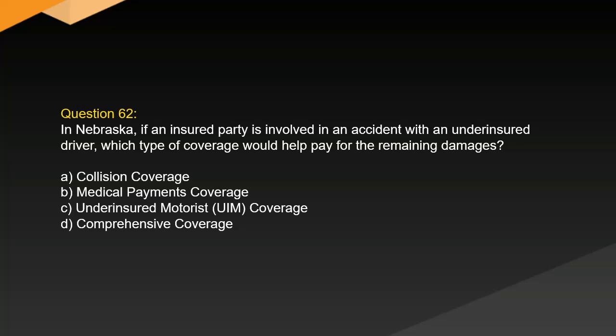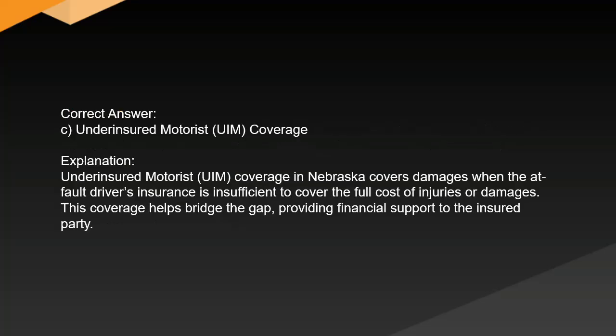Question 62. In Nebraska, if an insured party is involved in an accident with an underinsured driver, which type of coverage would help pay for the remaining damages? A. Collision coverage. B. Medical payments coverage. C. Underinsured motorist coverage. D. Comprehensive coverage. Correct answer: C.